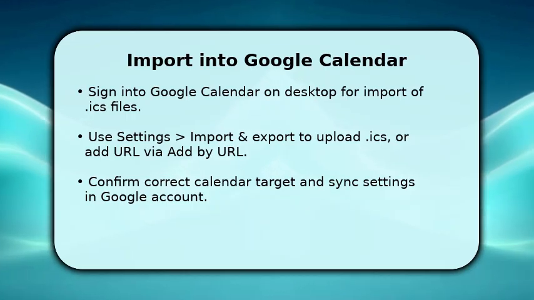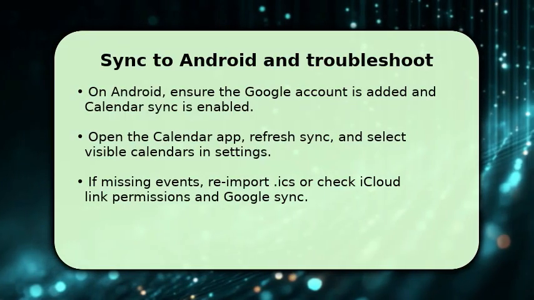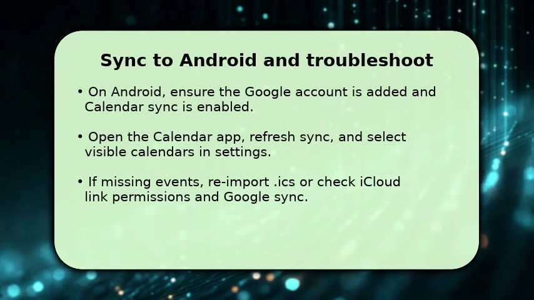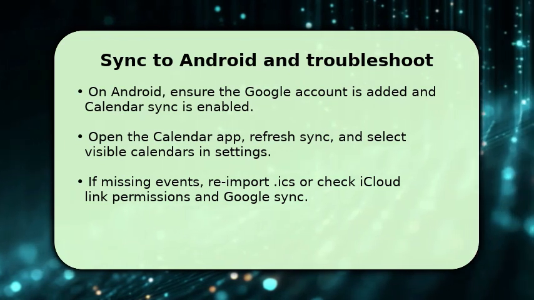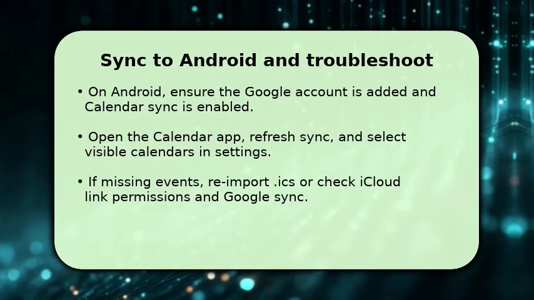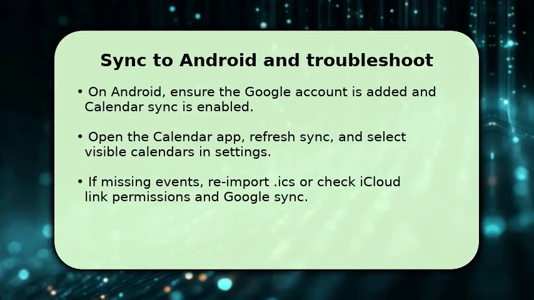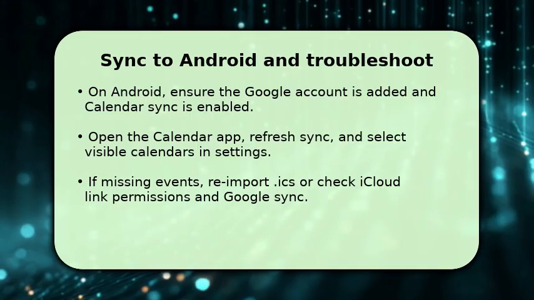You do this because Android apps read Google Calendars natively, so the events become visible on your phone. Finally, make sure your Android device shows the imported calendar. On your phone, add the same Google account if not present, then enable Calendar Sync in Account Settings. Open the Calendar app, swipe to refresh, and enable the specific calendar under Visible Calendars.